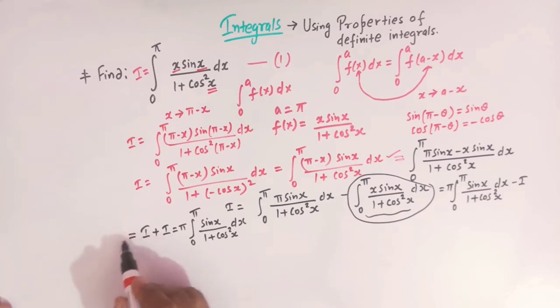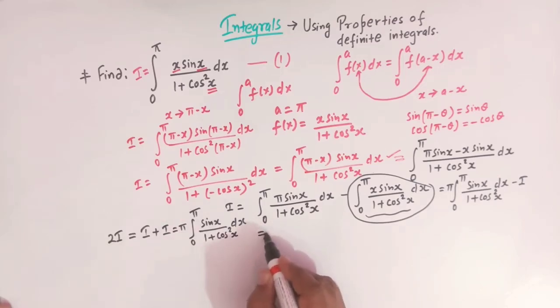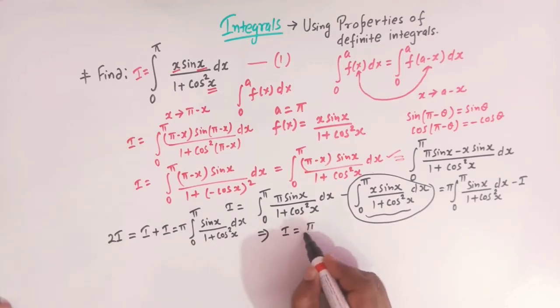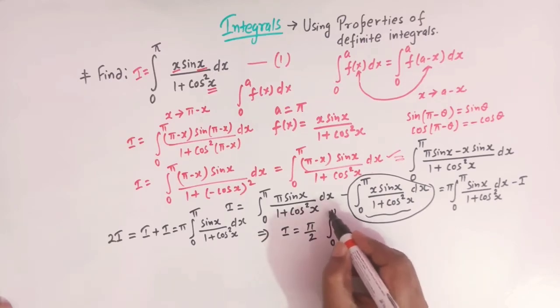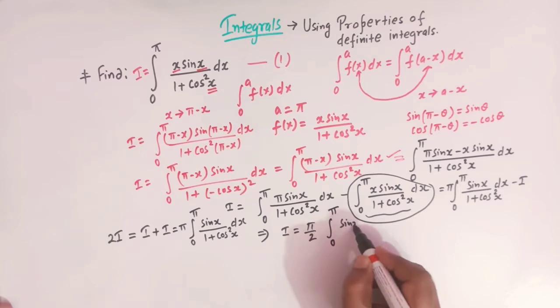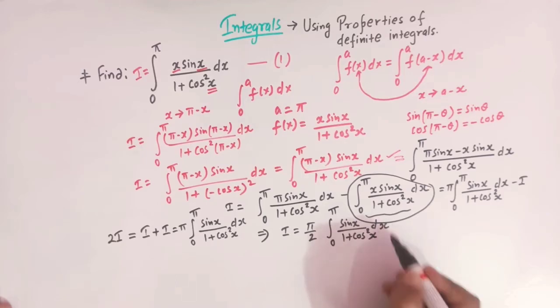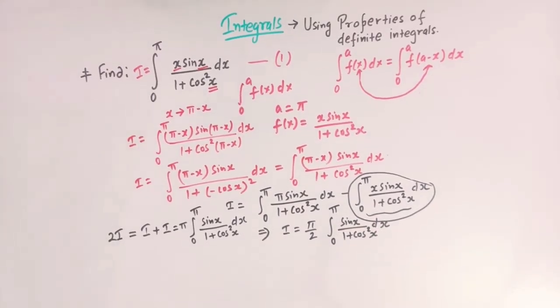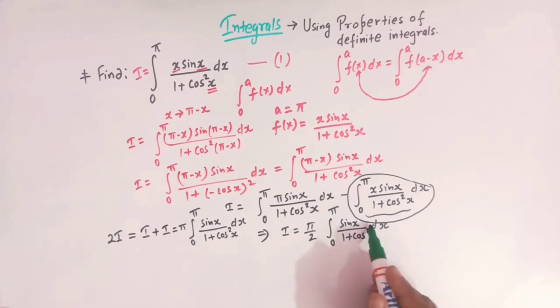Now I plus I is equal to 2I, and we can take this 2 to the denominator. So now we have I is equal to pi over 2, 0 to pi, and here we have sine x divided by 1 plus cos square x dx, right? So now we have to solve this integral. Here we see that in the numerator we have sine x, and in the denominator 1 plus cosine square x, and now we can easily solve this integral by making use of the substitution method, right?